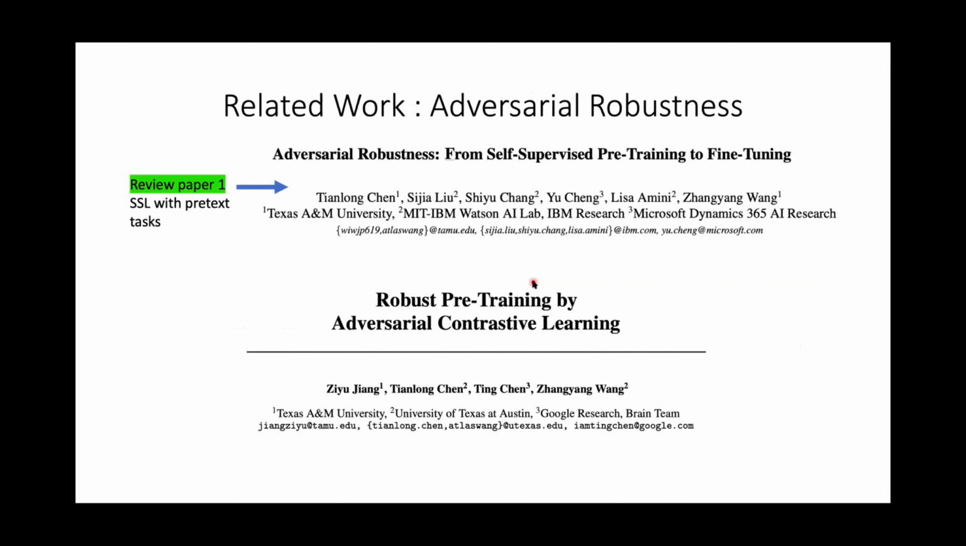A related work that I think, in the last presentation, Alan pointed out, was what about adversarial robustness. So I just wanted to keep it over here. This was the review paper, review paper 1. The first paper talked about adversarial robustness with pretext tasks. And below, the same authors came up with another paper which used similar adversarial robustness with contrastive learning.